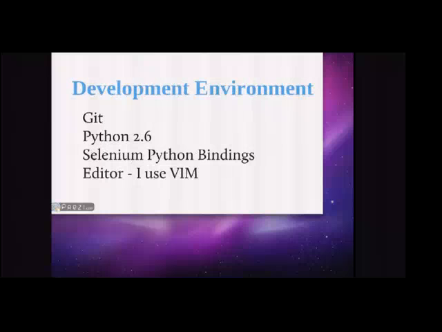So the development environment: on my Mac, I've got Git, Python 2.6. We use 2.6 because it's the most used version of Python, and it still comes bundled with Linux and things like that as 2.6. So it means that we don't have to tell people that they need to upgrade to, say, 2.7 or 3 if they want to contribute Selenium tests. Then obviously it's the Selenium Python bindings and an editor.